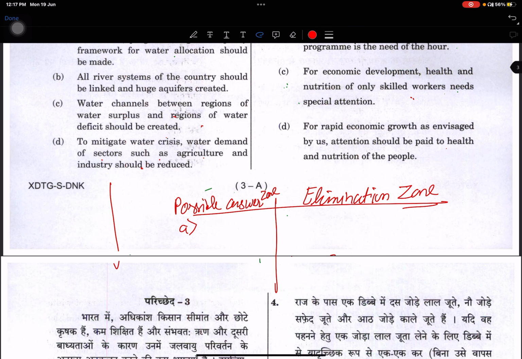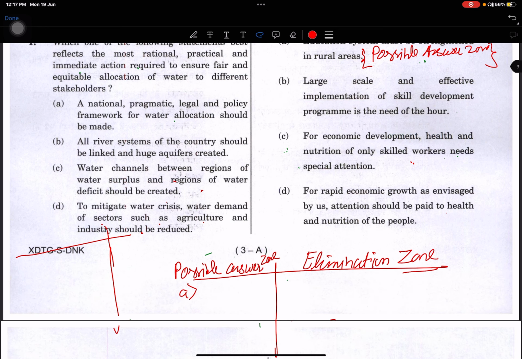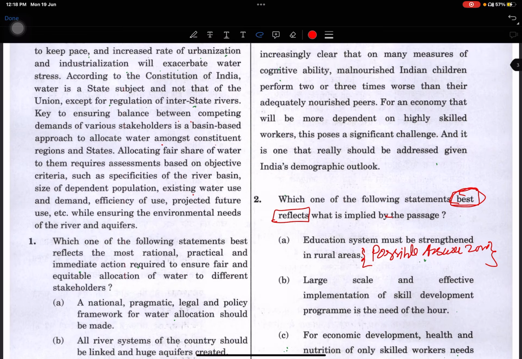There are a few things that you should keep in mind in a question like this, where they are asking what is waste reflected by. See whether it is a positive statement, broader. These things should be kept in mind while keeping any option in the possible answer zone for these types of questions.